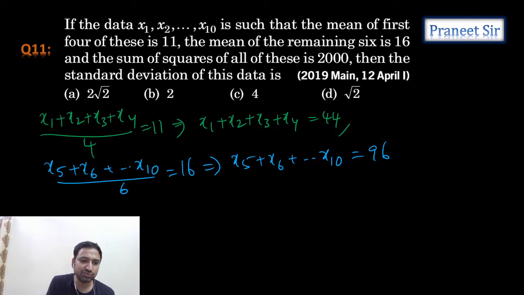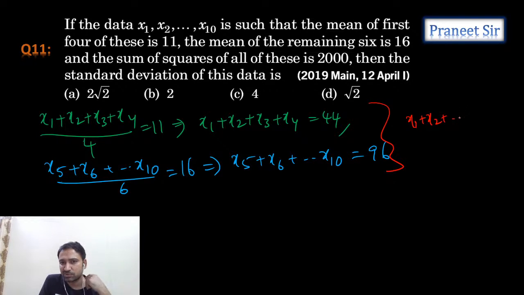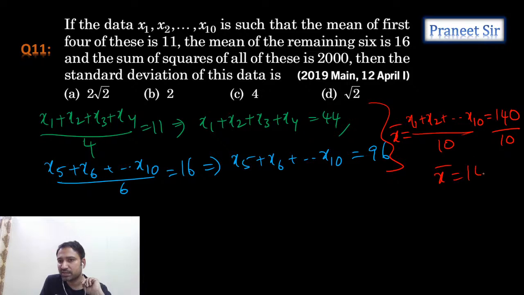Now from these two, can I say that x1 + x2 + ... up to the sum of 10 observations is 96 + 44, which is 140? Can I say it like this? So now divide by 10 so that you get the average. What average are we getting? The average is 14. Okay, fine. We calculated the average.